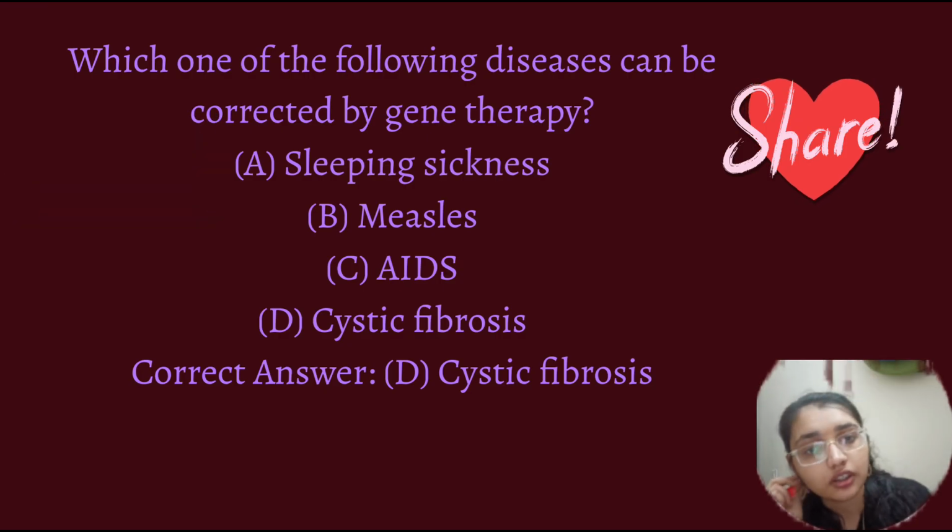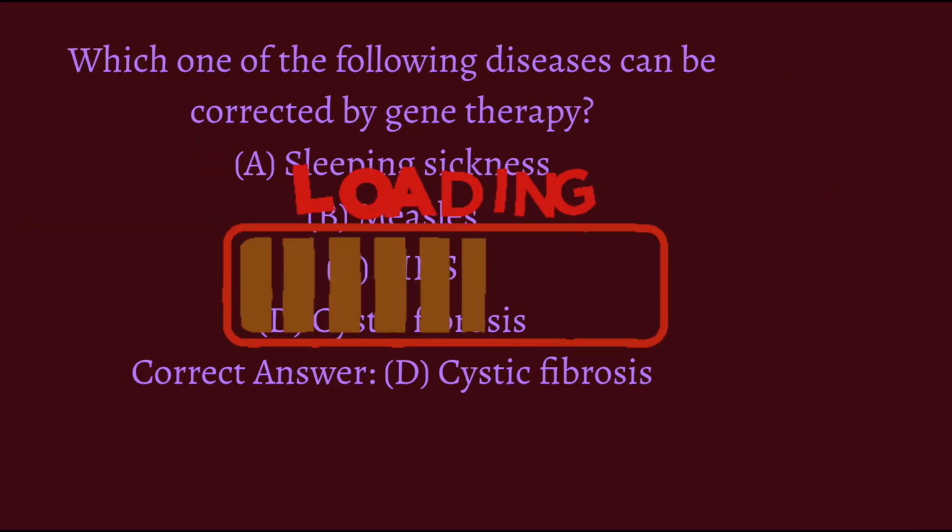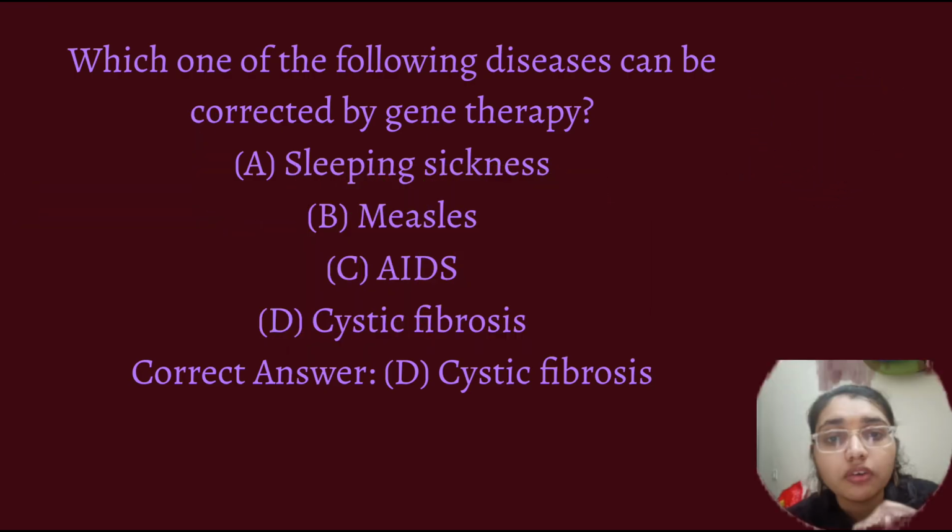So here the CUET questions are there. Which one of the following diseases can be corrected by gene therapy? So here the answer is cystic fibrosis, not sleeping sickness or measles or AIDS.